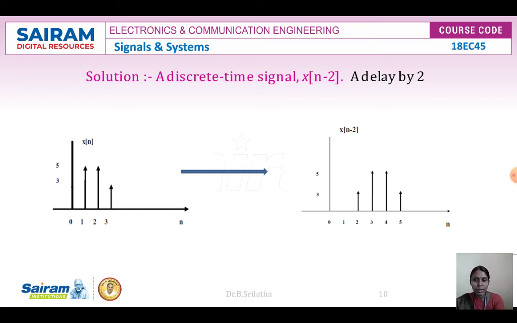So this is the original signal. We are going to shift it. Here also we have one signal. So 0 is shifted to 2 and 1 is shifted to 3. 1 plus 2, next 2 plus 2 is nothing but 4. 3 plus 2 is nothing but 5. So all the discrete values are shifted by 2. So this is our shifted signal x of n minus 2 of the original signal x of n.